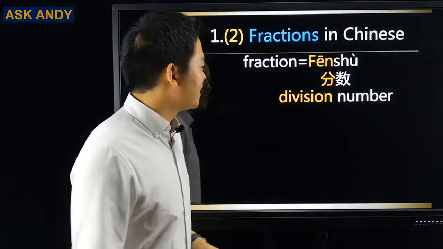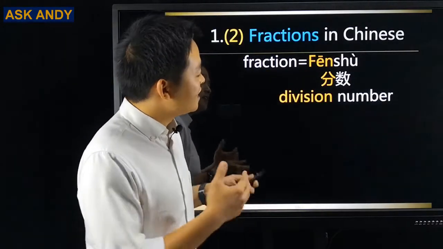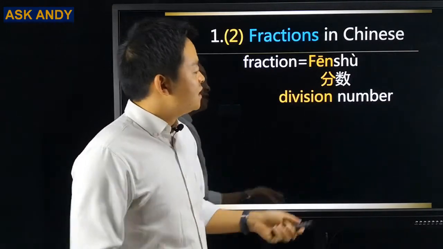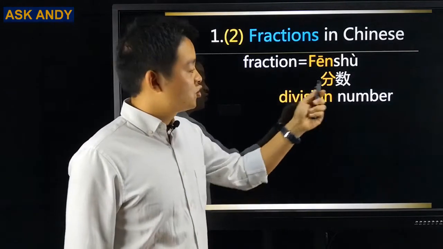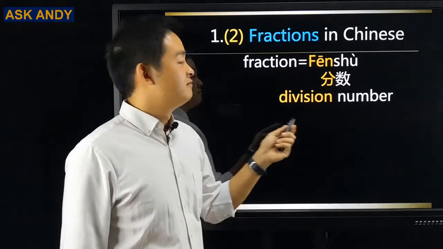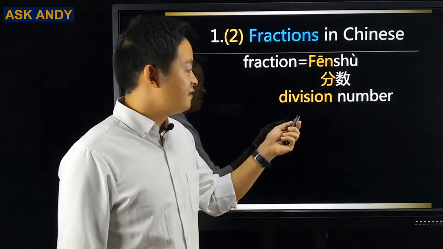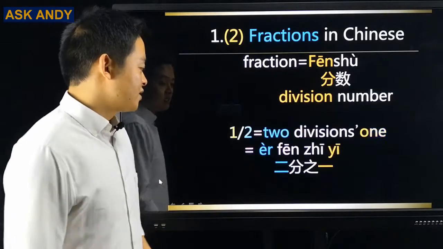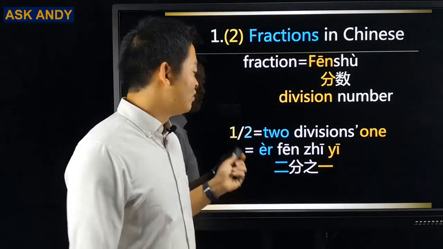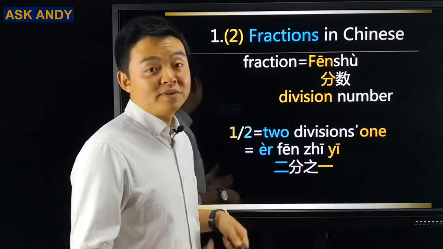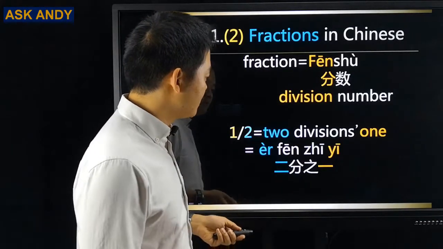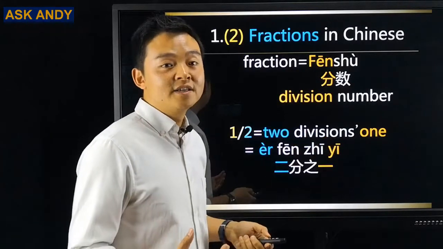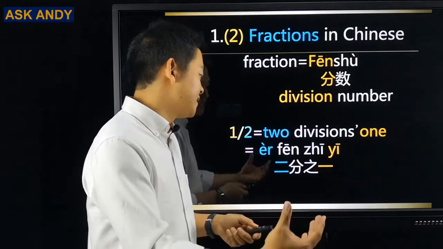Fractions in Chinese. Fraction in Chinese is 分数. 分 is division, 数 is number. That's the literal translation: division number. Let's see an example. 1/2. This is more complicated. That will be 2 divisions 1 in Chinese. So the word order is opposite.